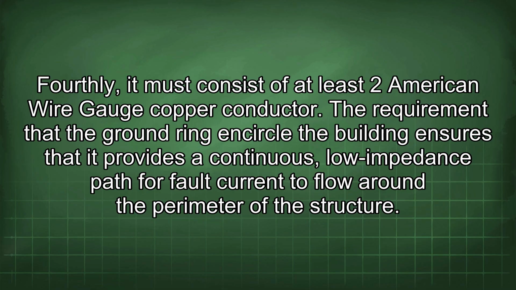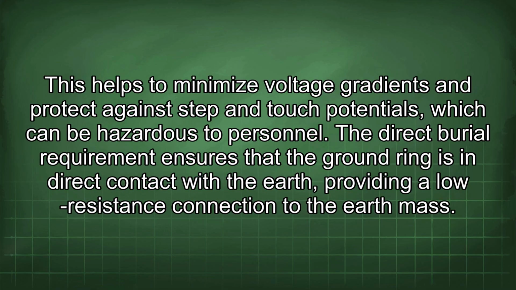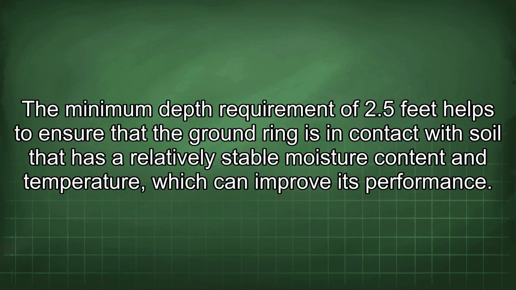The requirement that the ground ring encircle the building ensures that it provides a continuous, low impedance path for fault current to flow around the perimeter of the structure. This helps to minimize voltage gradients and protect against step and touch potentials, which can be hazardous to personnel. The direct burial requirement ensures that the ground ring is in direct contact with the earth, providing a low resistance connection to the earth mass. The minimum depth requirement of 2.5 feet helps to ensure that the ground ring is in contact with soil that has a relatively stable moisture content and temperature, which can improve its performance.